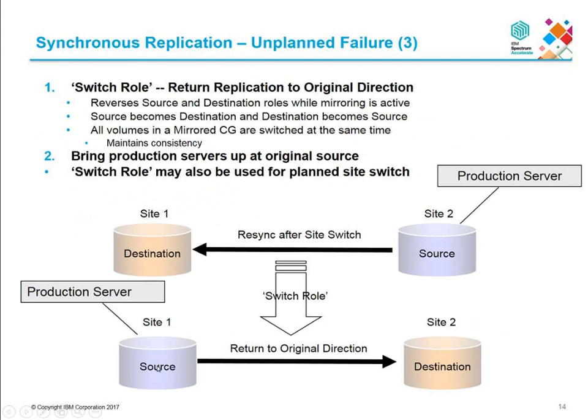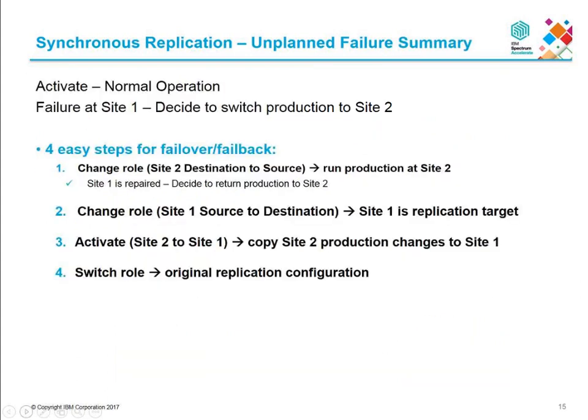Then I'll be replicating again from my source to the destination, from my primary site to my disaster recovery site. So that's the quick, easy steps of going through an unplanned failure all the way through to doing the failback and coming home again. Again, just 4 steps there.